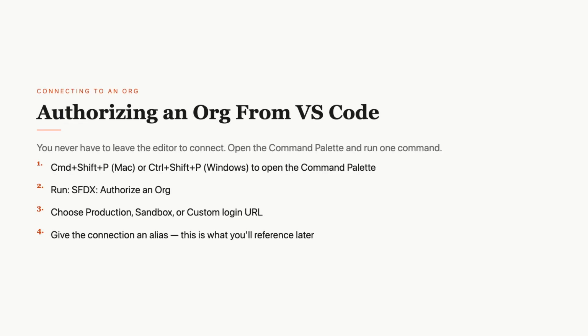If you'd rather do it from the terminal, here's the CLI equivalent. Sandbox authentication points at the test.salesforce.com instance URL. Production skips that flag entirely and defaults to the standard login endpoint. Either path, CLI or command palette, ends up in the same authenticated state.